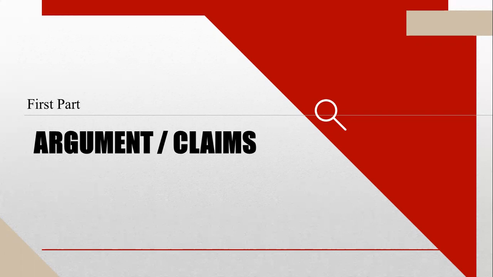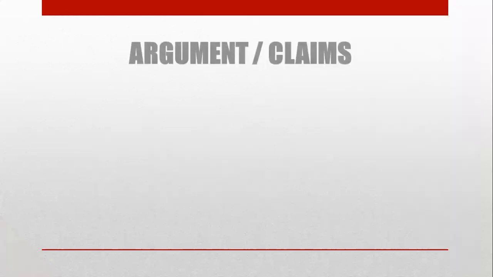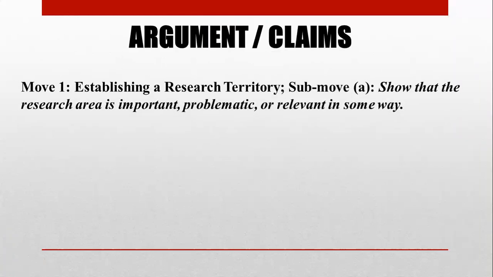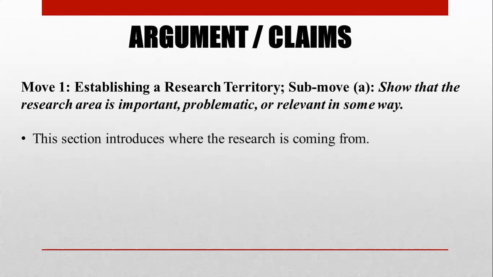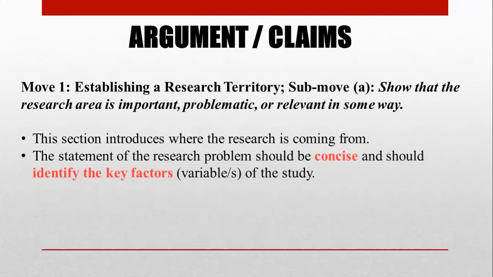This contains the following. We have the first part, the argument or claims, establishing a research territory where you will be able to show that the research area is important, problematic, or relevant in some way. Here are the points you need to consider in writing this part. This section introduces where the research is coming from. You need to state or cite here the research problem. Next, the statement of the research problem should be concise and should identify the key factors or the variables of the study.